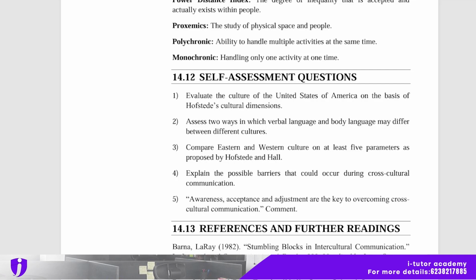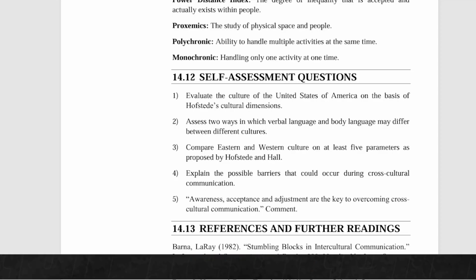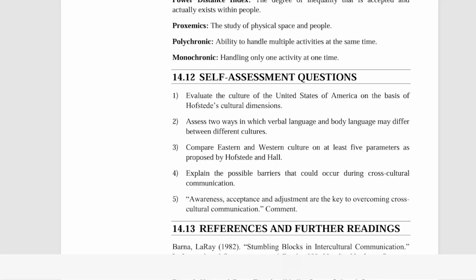Evaluate the culture of the United States of America on the basis of Hofstede's cultural dimensions. Assess two ways in which verbal language and body language may differ between different cultures. Compare Eastern and Western culture on at least 5 parameters as proposed by Hofstede and Hall. Explain the possible barriers that could occur during cross-cultural communication, and how awareness, acceptance, and adjustment are the key to overcoming them. So these are the 5 questions.